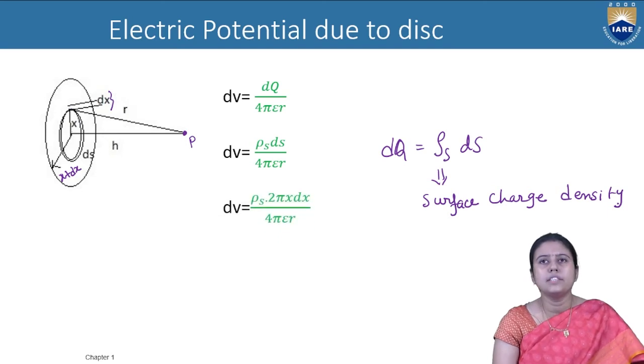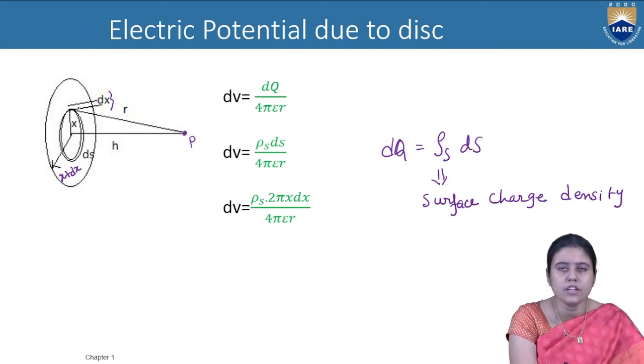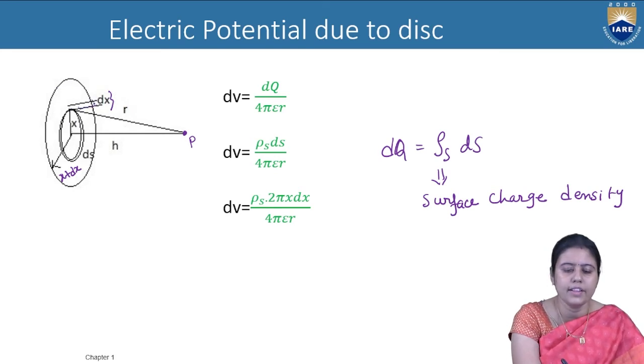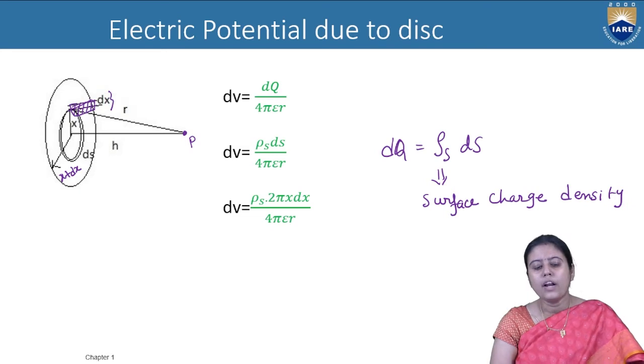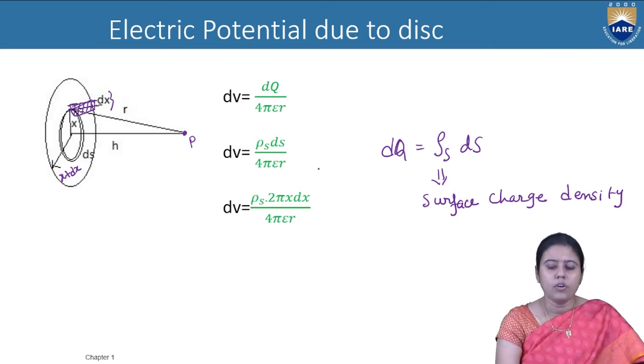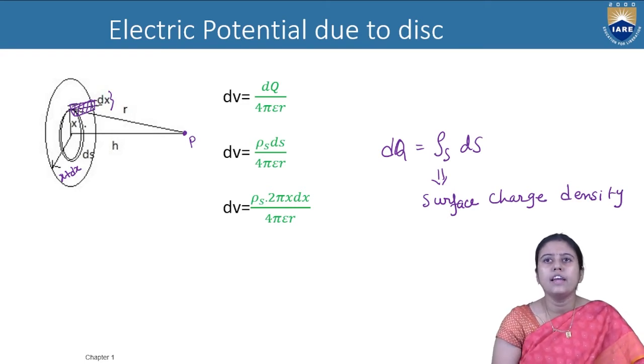So what is dB? Now this is a circle. If we are taking a small area in this sector, what is its value? The total value is 2 pi x, the perimeter of the circle, into dx.